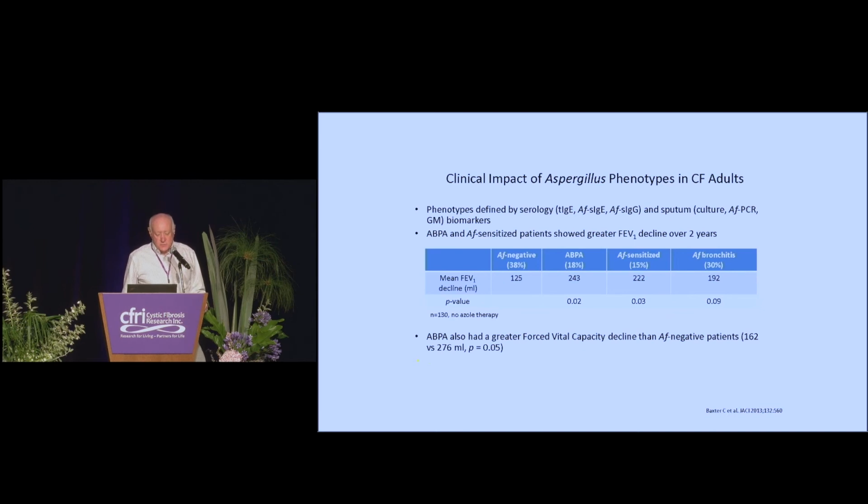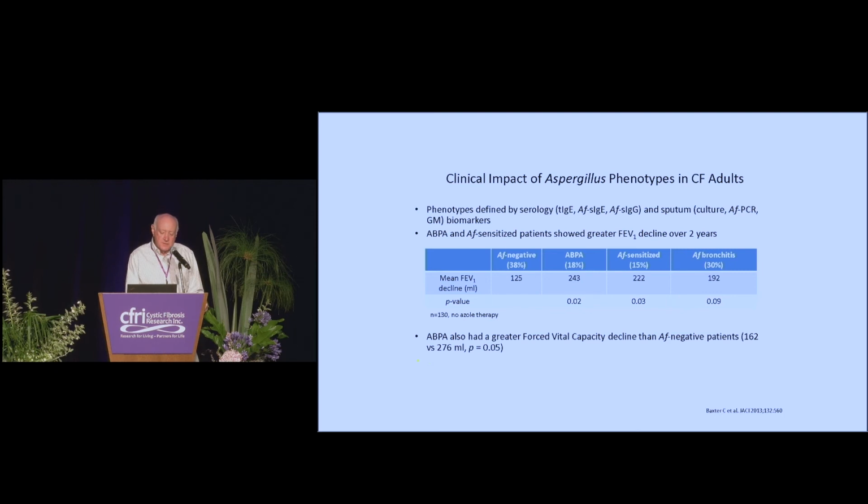And in adults, we have information like this from a study that was done in Manchester in the UK, which looked at the rate of decline in lung function as measured by FEV1. And what they did here was to categorize different forms of, or phenotypes of, Aspergillus clinical problems. So we have one group that doesn't have Aspergillus on the left there, the ABPA group, about 18% of their adult clinic, those that had simple allergy without having all the manifestations of ABPA, and on the right-hand side, Aspergillus bronchitis.